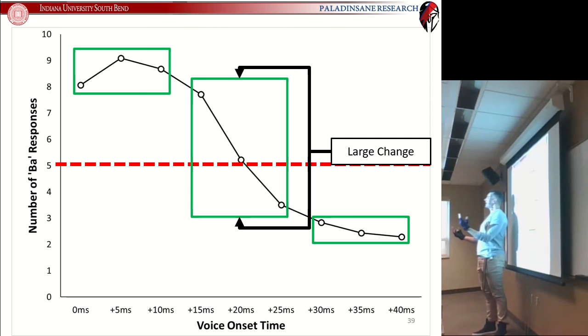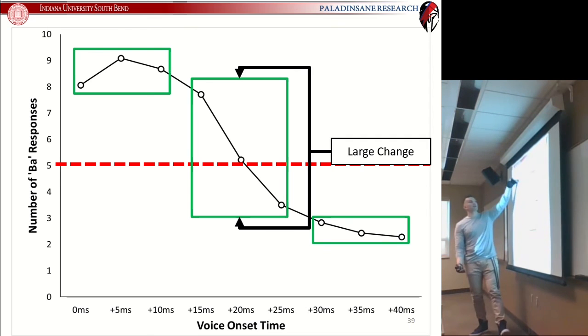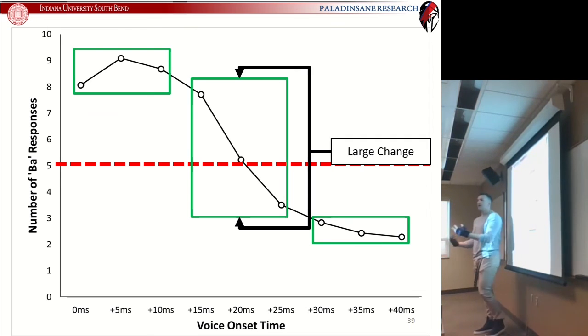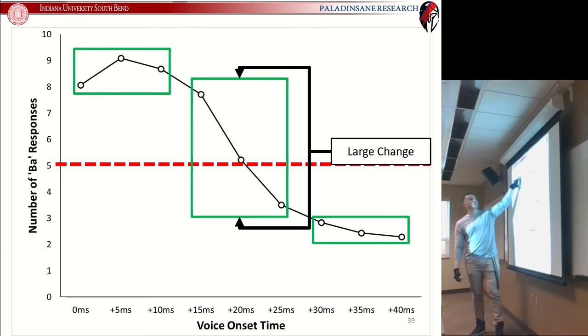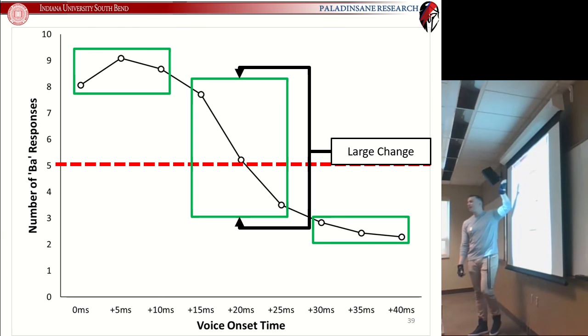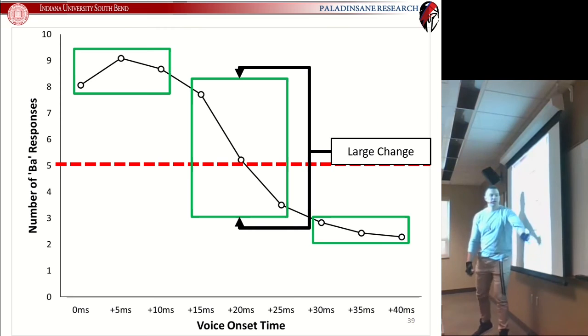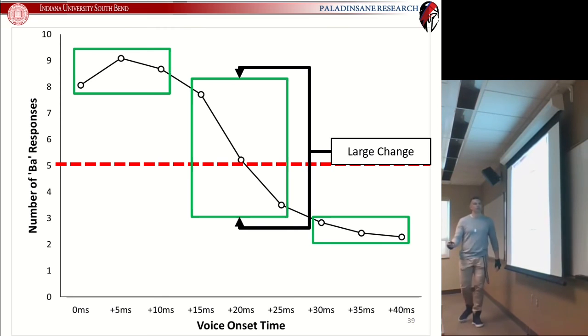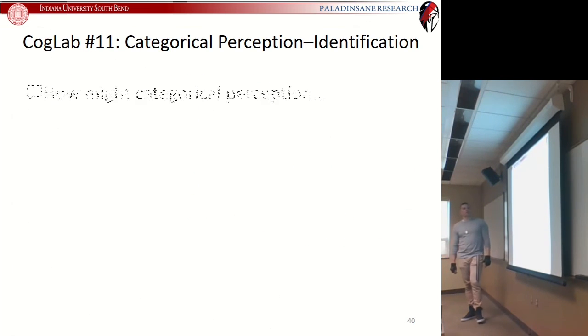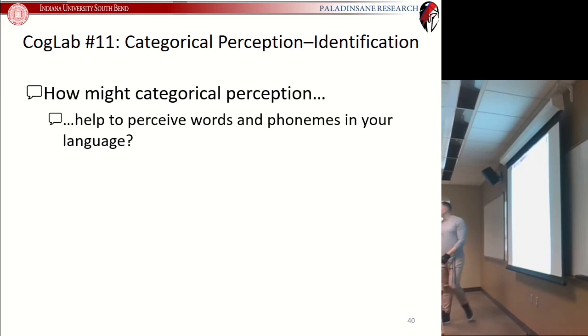And then that simplifies things, because rather than having a range of differences that you have to decode in your language, you've got two differences here. This person is either saying ba or they're saying pa. And these major differences in voice onset time, you don't perceive them, because it all sounds like ba to you. It all sounds like pa to you. All right, so that's wonderful when you are perceiving words and phonemes in your own language.